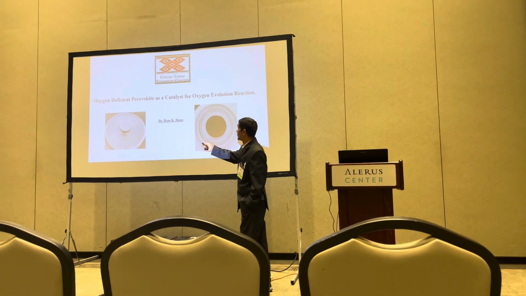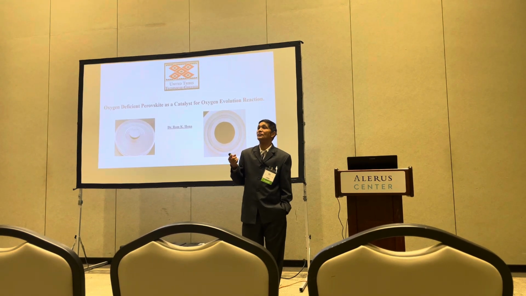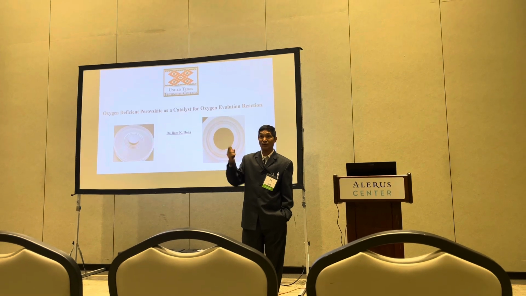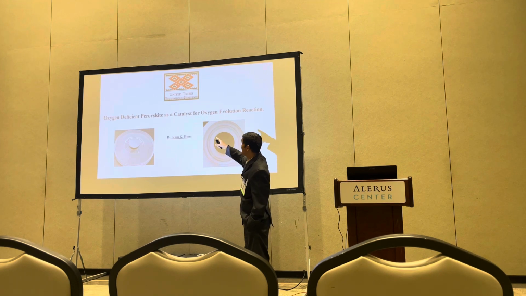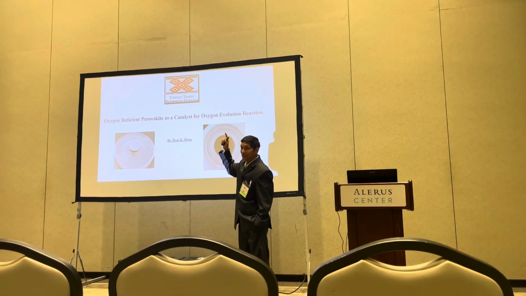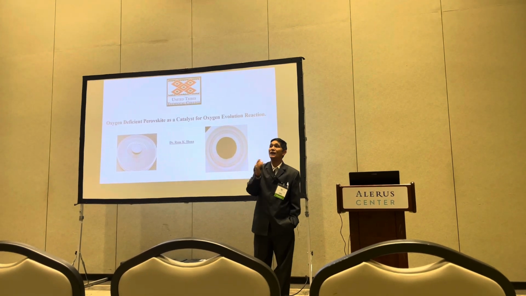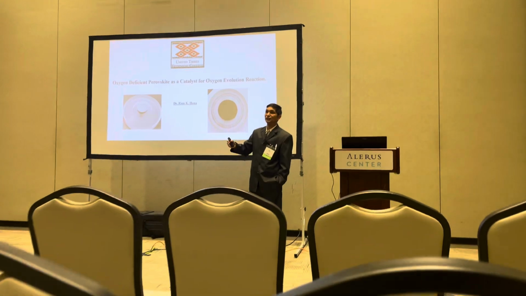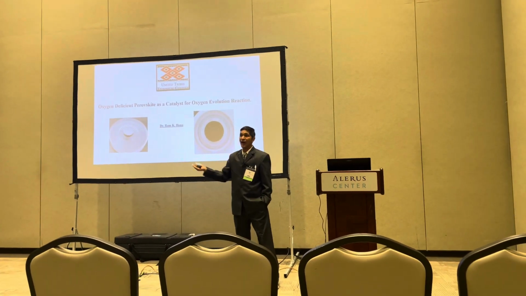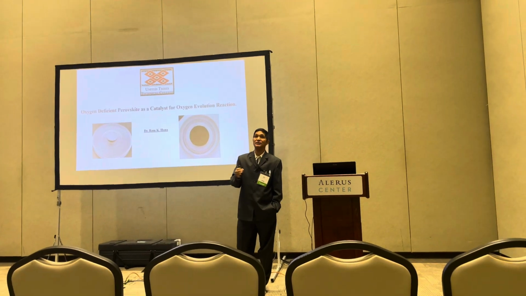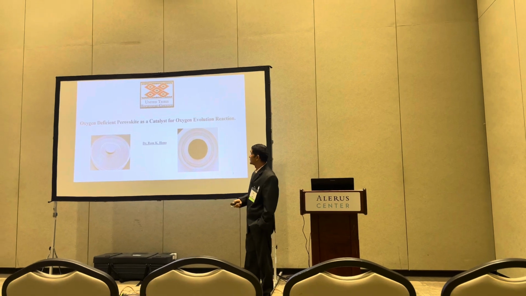So I'm talking about oxygen deficient perovskite. Generally we have heard of perovskite solar cells, solar panels. They are made up of perovskite materials, and we are trying to develop a catalyst from the material to split water molecules to generate hydrogen and oxygen. We know that hydrogen is used as fuel, and oxygen is also used in fuel cells, solid oxide fuel cells, to generate electricity and heat.